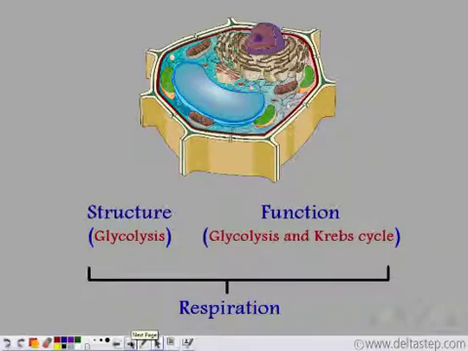So glycolysis helps in the cellular structure formation because proteins and lipids are formed from pyruvic acid. Now glycolysis and Krebs cycle, both of them form some amounts of ATP which helps in the functional aspects of the cell. It helps the cell to perform various functions. So together, glycolysis and Krebs cycle is known as respiration.